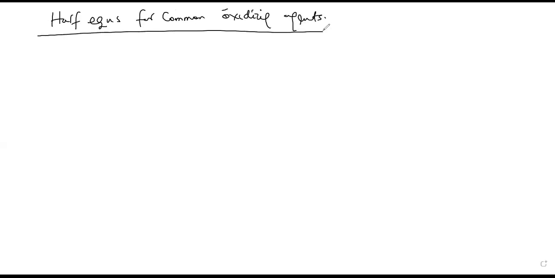Now, half equations of those common oxidizing agents. Half equations for common oxidizing agents. Because if you don't know how to write half equations, then you cannot tell me that you can easily write a general equation or an overall equation.